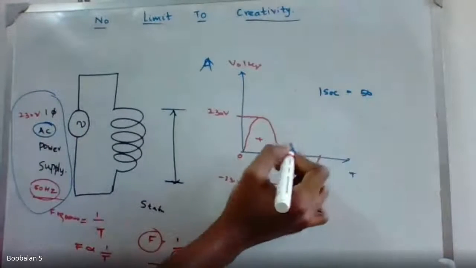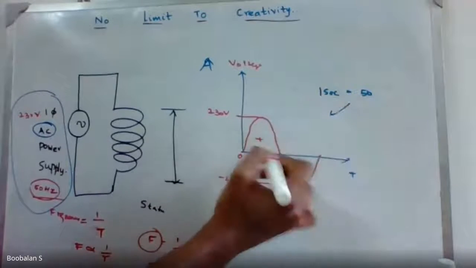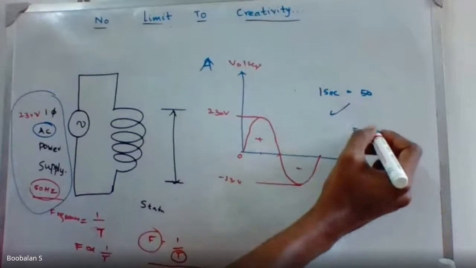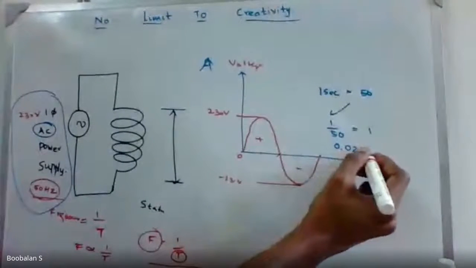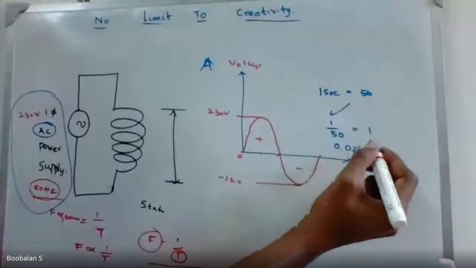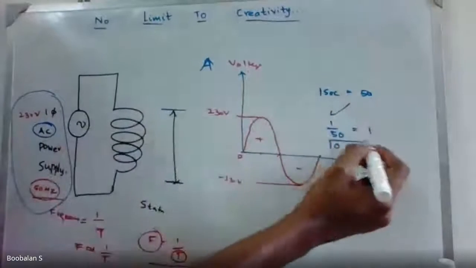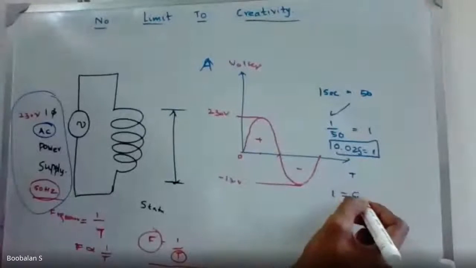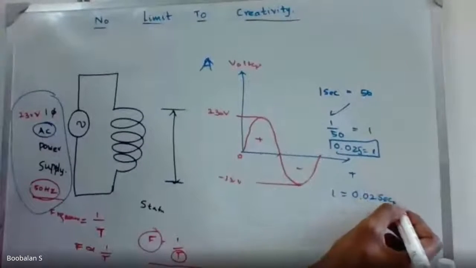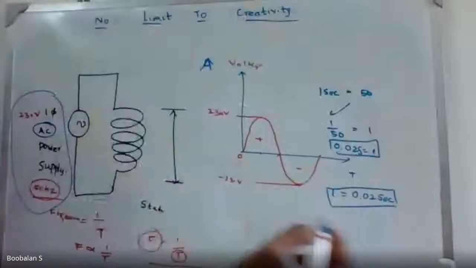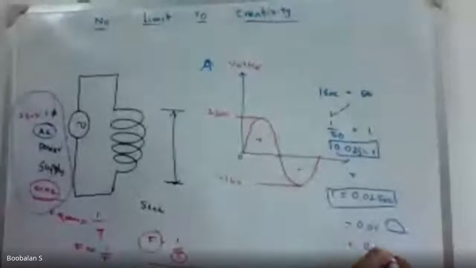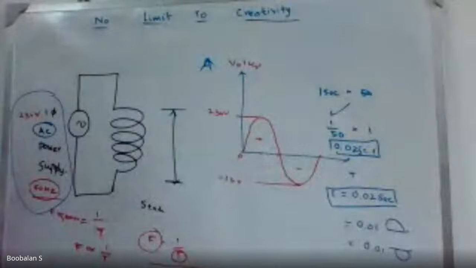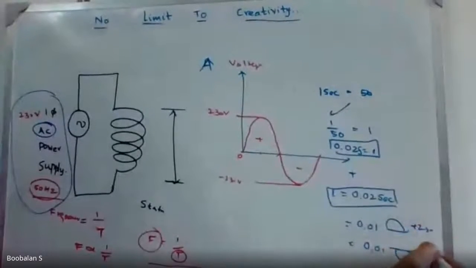So now I'm going to draw only one cycle for you. I have drawn just one cycle. So if the frequency of 50 comes to this side, it is 1 by 50, right? So that is 0.02. So one cycle is going to be generated in 0.02 second. So in 0.01 the half cycle, and in one more 0.01 the negative half cycle is going to be generated. So this is plus 230, this is plus 230, this is minus 230, right?